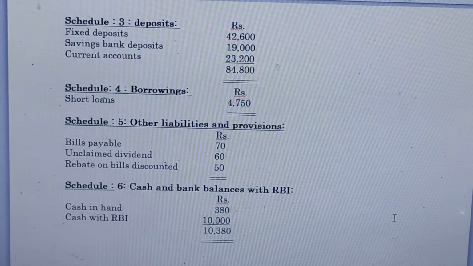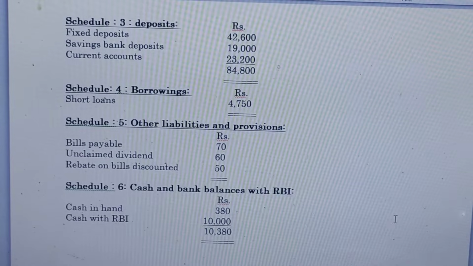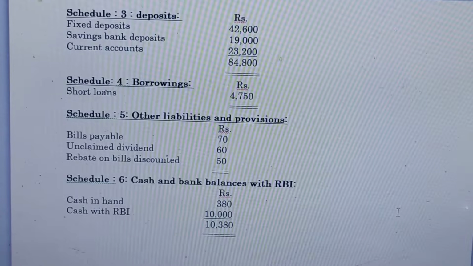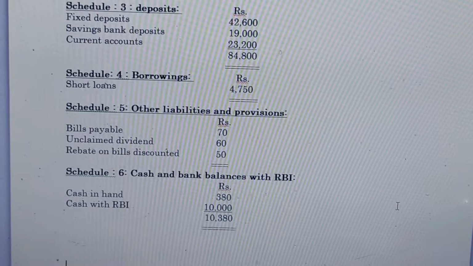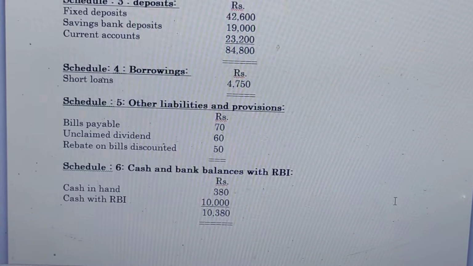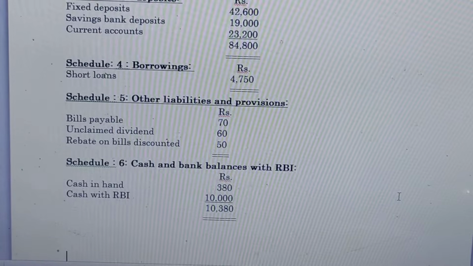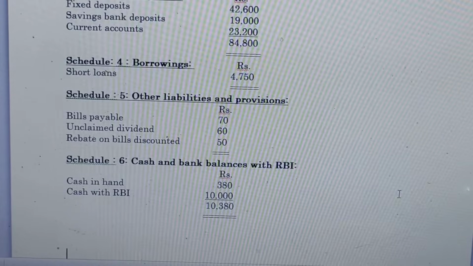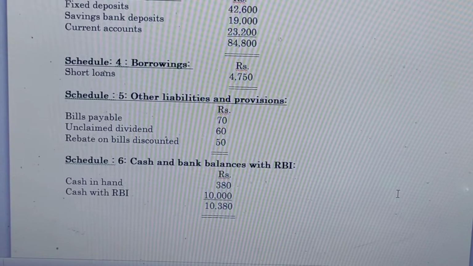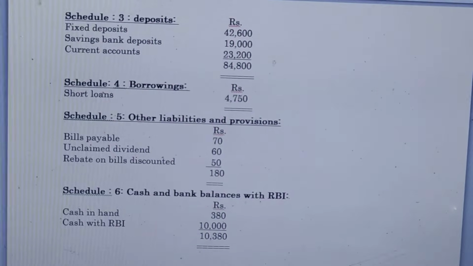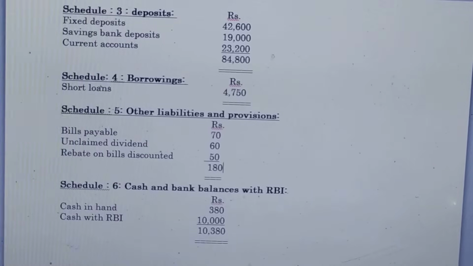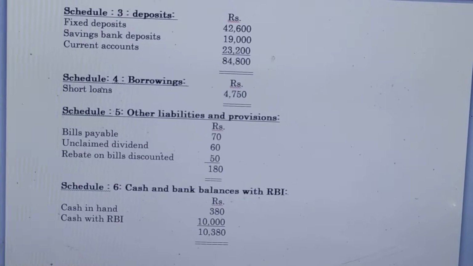Then schedule number 4 is borrowings. Under schedule number 4 we mention short loans. The amount is rupees 4,750. That's all. Schedule number 5 is other liabilities and provisions. Under schedule number 5 we mention bills payable, unclaimed dividend, and rebate on bills discounted. The bills payable amount is rupees 70. The unclaimed dividend is rupees 60. The rebate on bills discounted is rupees 50. So 70 plus 60 plus 50, we get the total amount of 180. That is the schedule number 5 total.